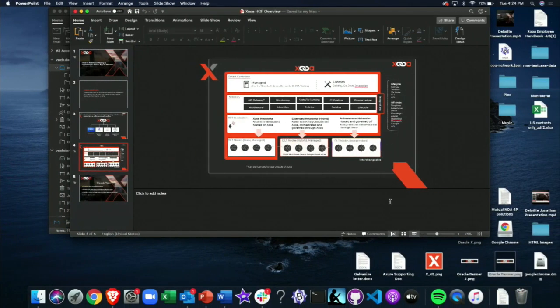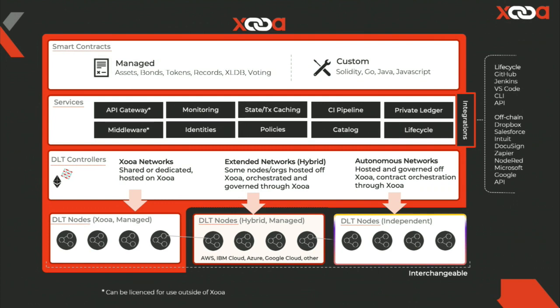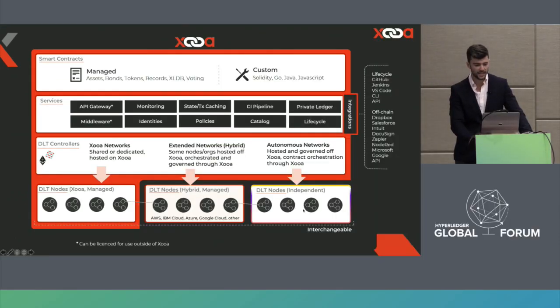Returning to the diagram I showed earlier, everything I had been doing on the Xooa platform prior to the network and external peers tab portion is in the bottom left portion, right over here. This is entirely hosted on the Xooa platform. Once I extended it, added an external peer to this network, it transitioned over to the extended networks portion where the smart contract is orchestrated and governed through Xooa, but some nodes are hosted off of it on one of these cloud providers. Finally, if I decided to do an entirely autonomous network that was hosted and governed off of Xooa, I could still do smart contract orchestration through Xooa through licensing our API gateway and our middleware.